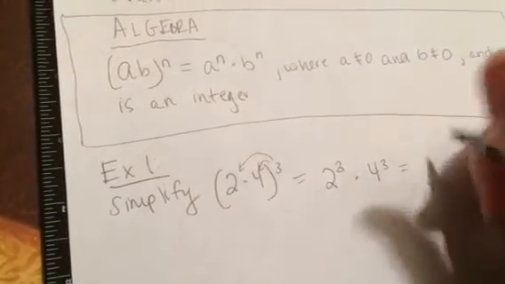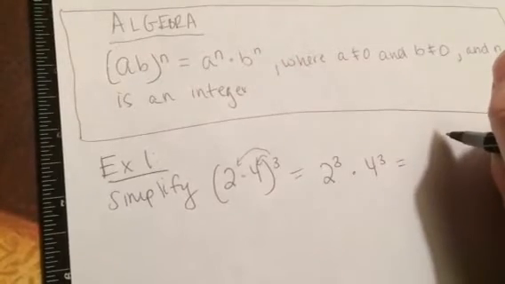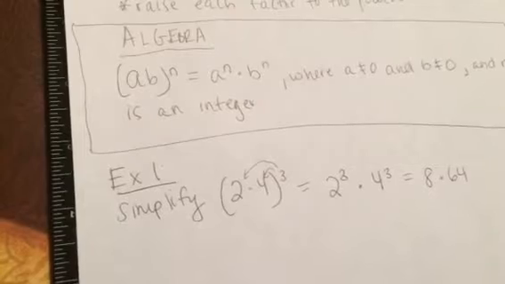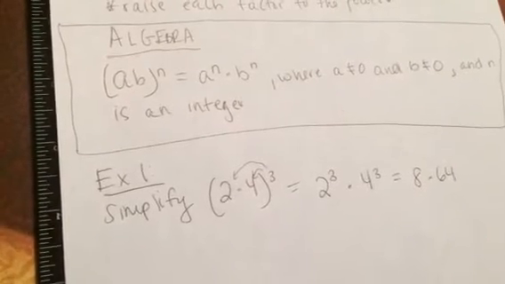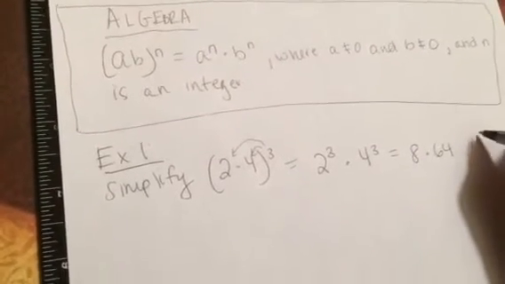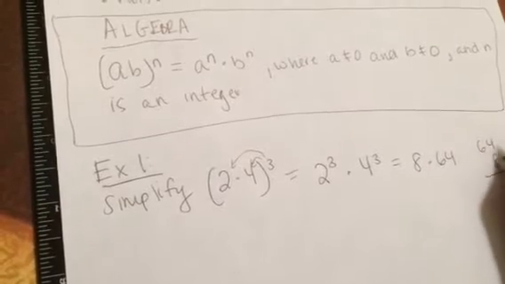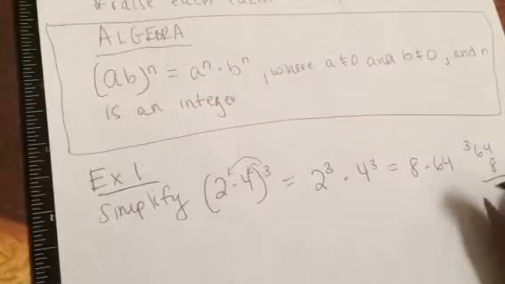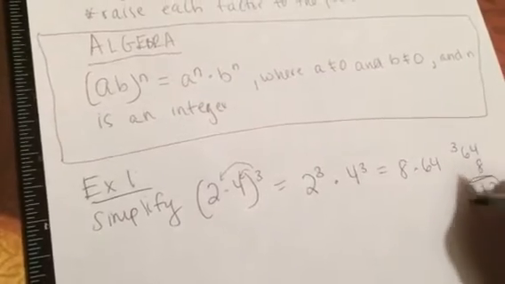Okay, and we know that 2 to the third power is 8 and 4 to the third power is 64. All right, and if we multiply that out further, it equals 512.